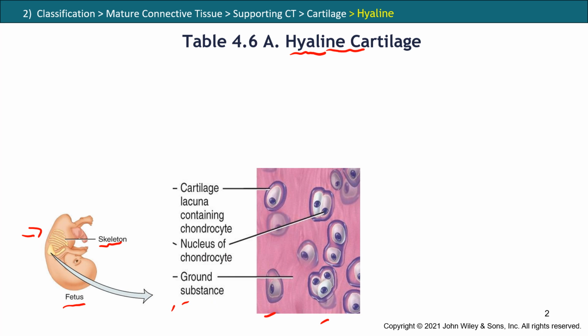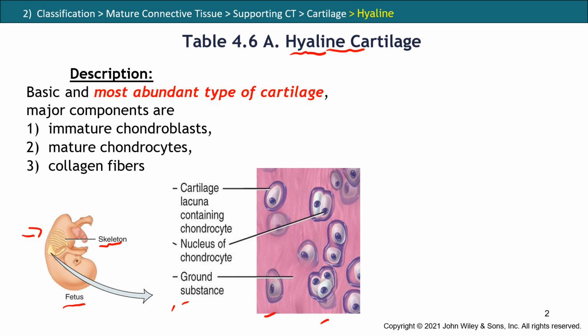Okay. And now the first thing that I told you is that this hyaline cartilage is the most abundant type of cartilage. And it has the following major components. It has immature chondroblasts, as I told you, it has mature chondrocytes, remember the endings, and it will have collagen fiber. And also it will have ground substance, but remember, depending on the proportion, how solid it is.